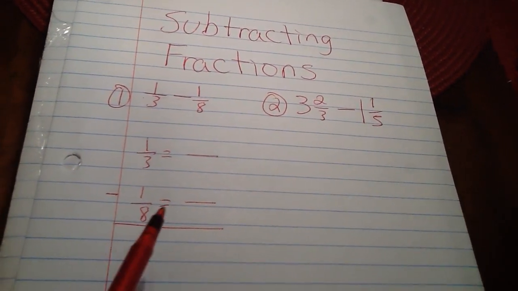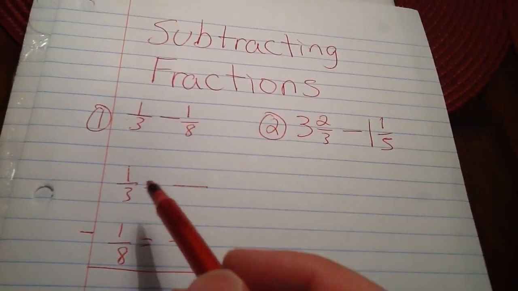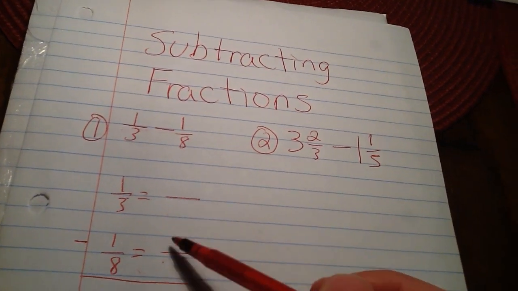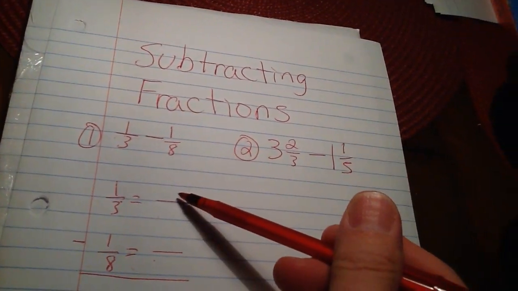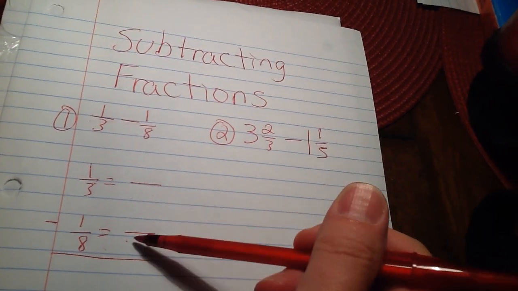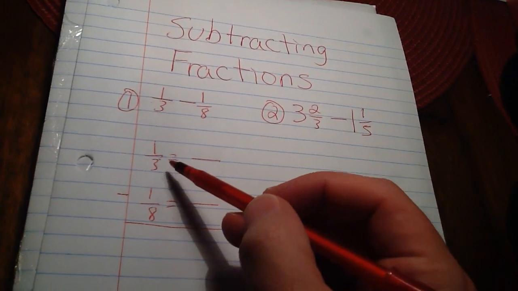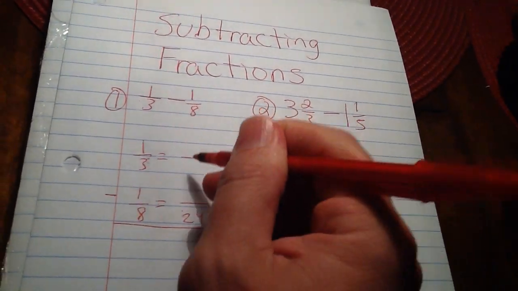So go ahead and do all that right there. Maybe some of you have done that before, I don't know. We've got to find a number here so it can be even, so we can subtract the same amount with the same denominator. The least common multiple of 3 and 8 is 24.